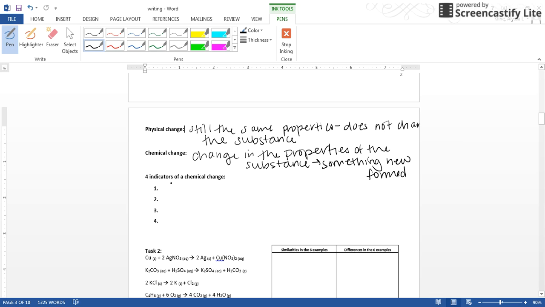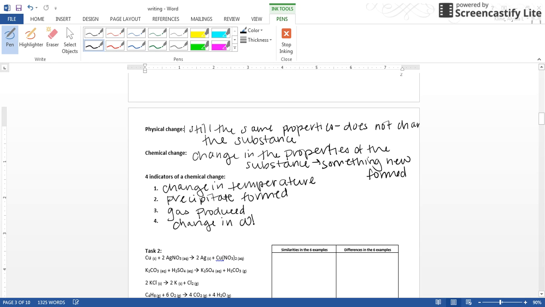So the first one we're looking for is a change in temperature. You're going to see it get hotter or colder. The second thing you're going to look for is what's called a precipitate is formed. So that's going to be some solid that's going to come out of nowhere. You're going to see gas produced. And you might see a change in color. So those are 4 things we're going to be looking for here.